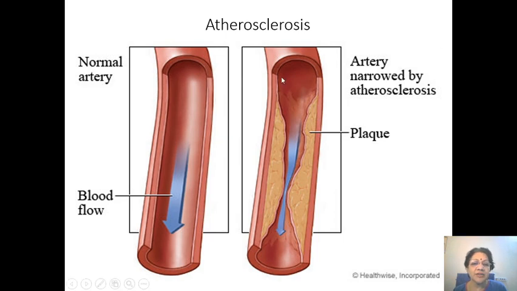So in a normal artery, you have a uniform lumen or bore of the vessel, of the tube, and you have a smooth blood flow with a smooth tunica intima of the artery. These are all medium-sized arteries, right? If you remember your histology, there were 4 types of vessels. So coronary arteries would come under medium-sized arteries. And the artery narrowed by atherosclerosis, you have this plaque laid down on either side.